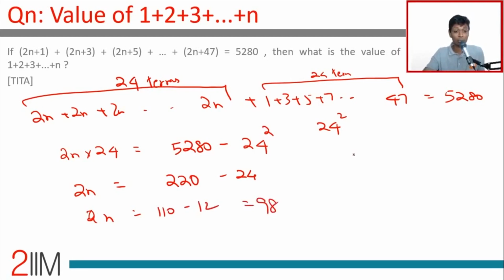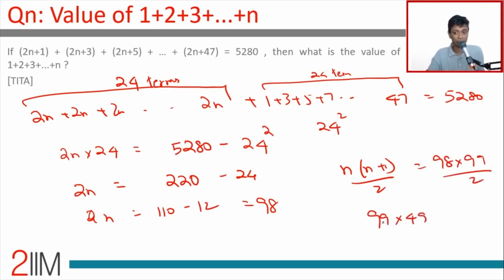1 plus 2 plus 3 plus 4 till n is n into n plus 1 by 2. 98 into 99 by 2. 99 into 49, whatever that turns out to be. 9 9s are 81, 1 8, 9 4s are 36 plus 8, 441, 441, 1 5, 4851.